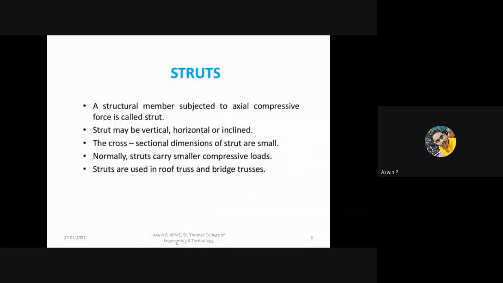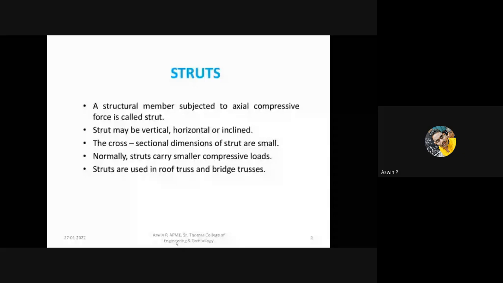Even though a strut can be a vertical member, we normally say strut for a horizontal or inclined element. Just remember this: a strut is a structural element subjected to axial compressive load, and it may be vertical, horizontal or inclined. But we call horizontal and inclined structural members struts. Normally, we won't call a vertical member a strut.